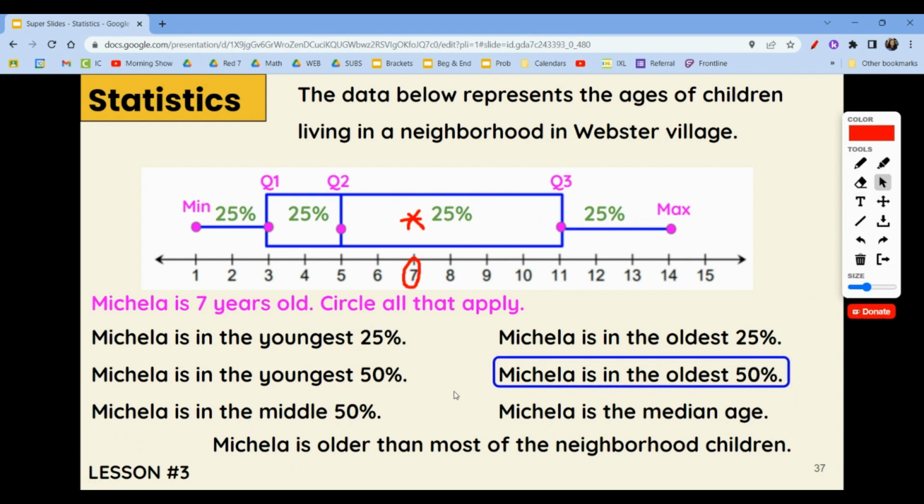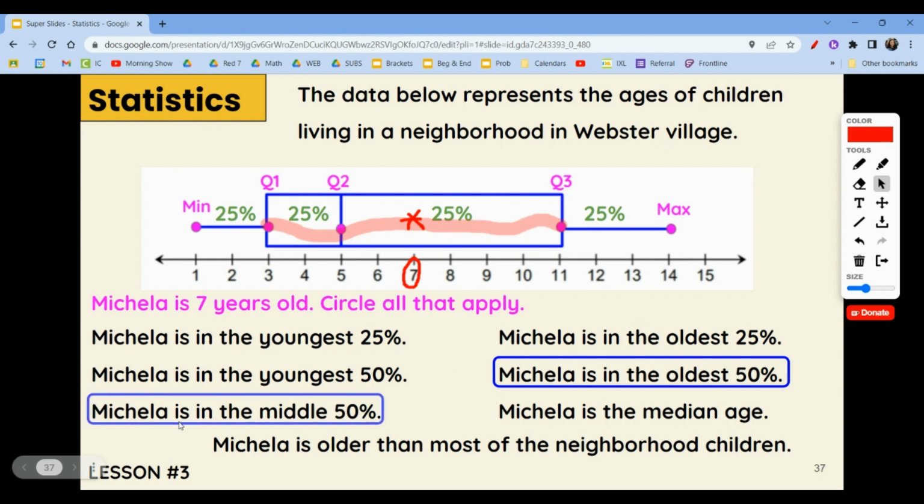Michaela is in the middle 50%. The middle 50% would be the box. Michaela is in the box, so we're going to circle that one. Michaela is the median age. The median age is 5. Michaela is 7, so I'm not going to circle that one.